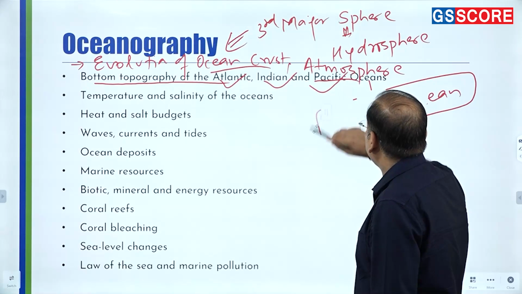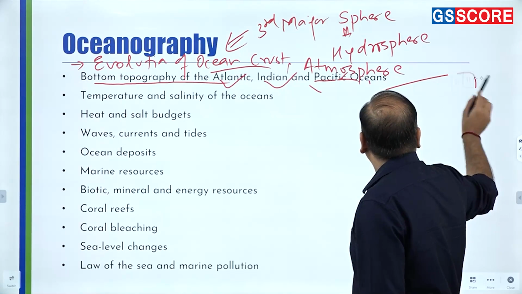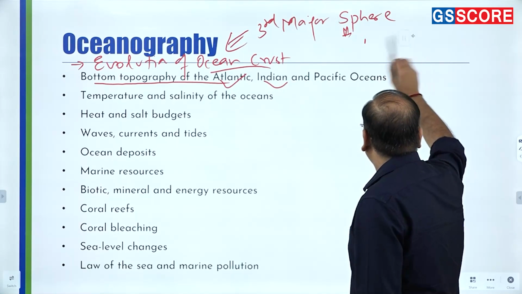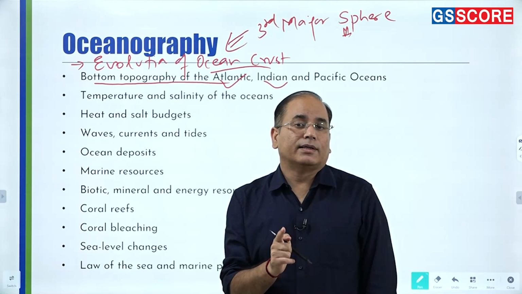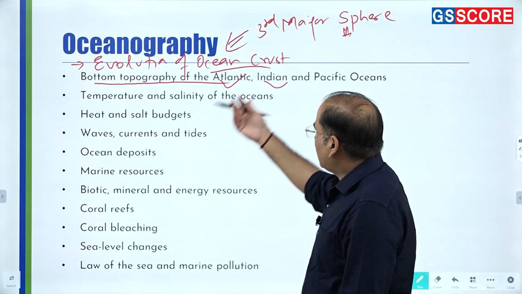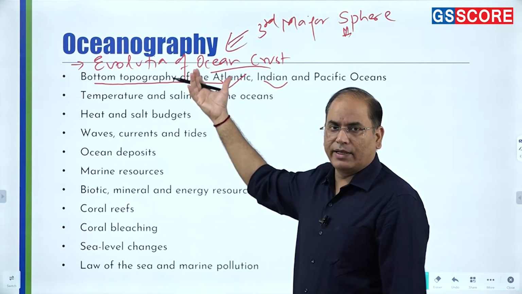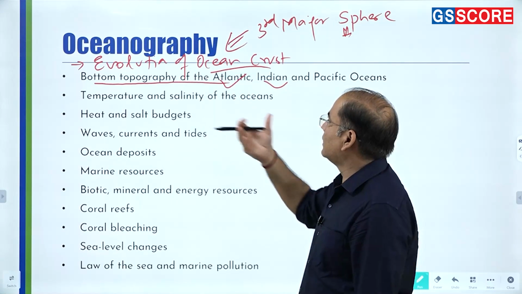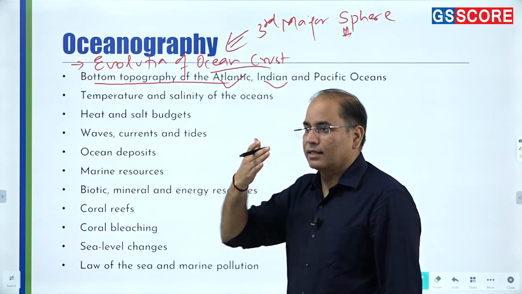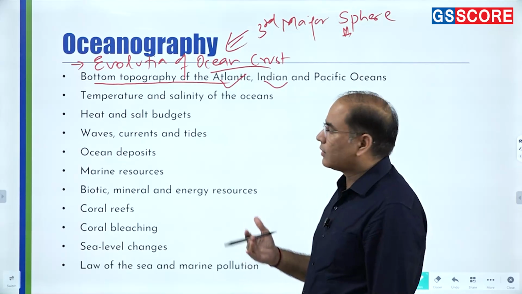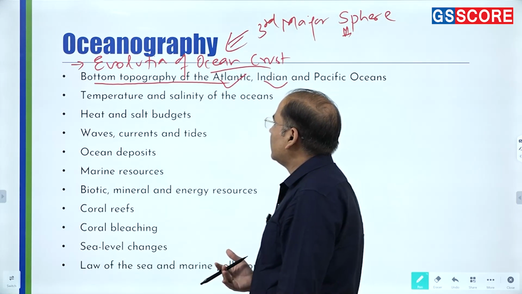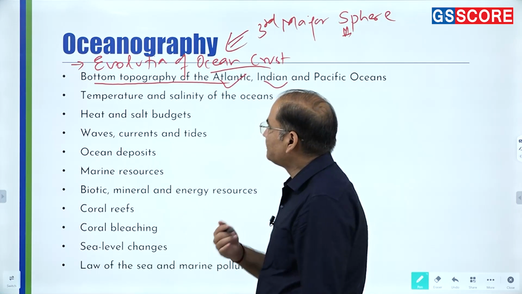Interestingly, this happens to be one of the important areas of the syllabus from where you can regularly expect a 10 marker. So almost every year you will get a 10 marker from here, that is, discuss the bottom topography of the Indian Ocean, or write a short note on the ocean bottom relief of the Atlantic Ocean, a question like this.